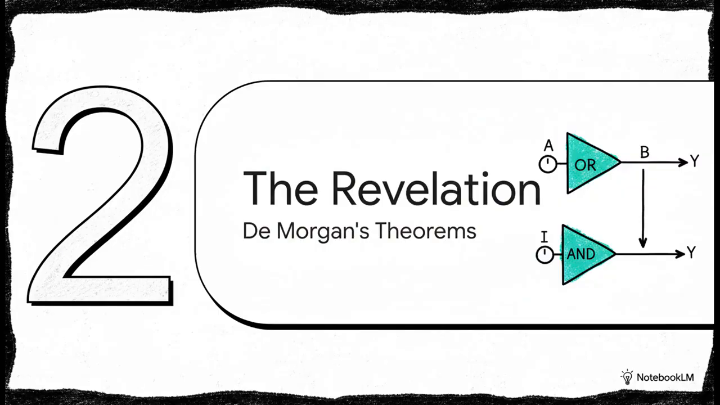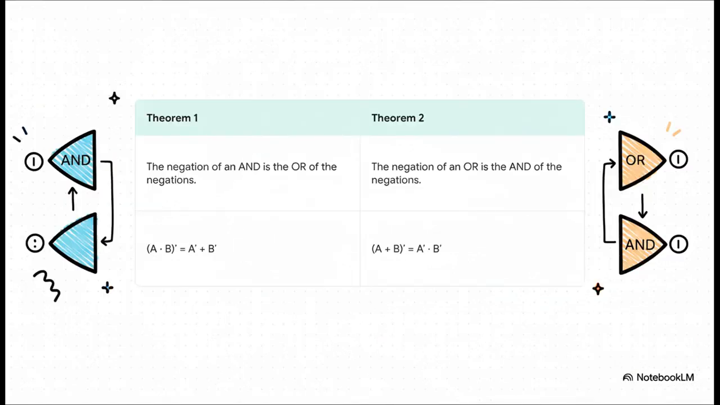So, back to our magic trick. How do we actually swap ANDs for ORs? Well, the answer comes from this brilliant mathematician from the 1800s, Augustus De Morgan. He figured out these two just beautiful twin theorems that are pretty much the foundation of simplifying digital logic. And here they are. Just look at that. They're perfectly symmetrical, like they're mirror images of each other.